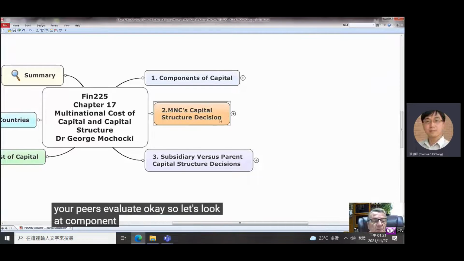Okay, so let's look at components. What are we going to talk about? Multinational costs of capital and capital structure.